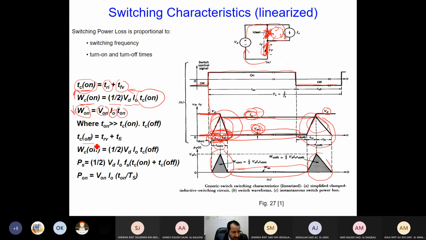The same thing could be said for T off. T off, as you can see, is rising voltage and falling current, and the power dissipated will be 1/2 VI by the time. Now, if I add P on, it will be voltage times current, which is power, multiplied by T on over TS. T on is the on time from here to here, while TS is the total time, which contains the on and off times.